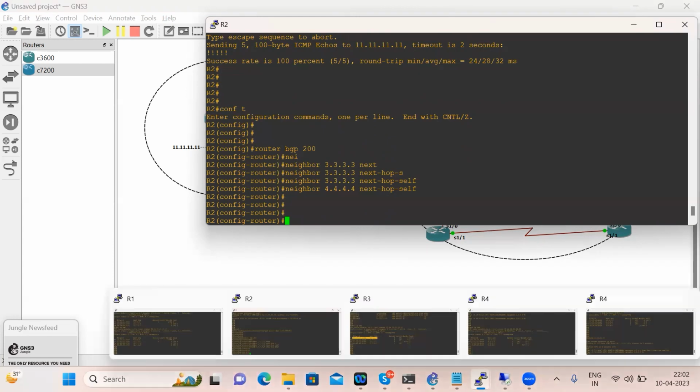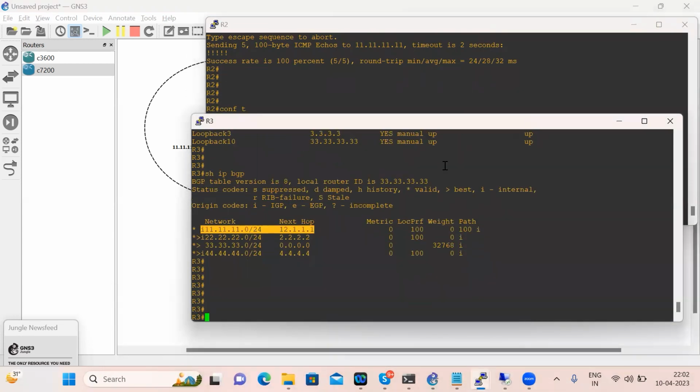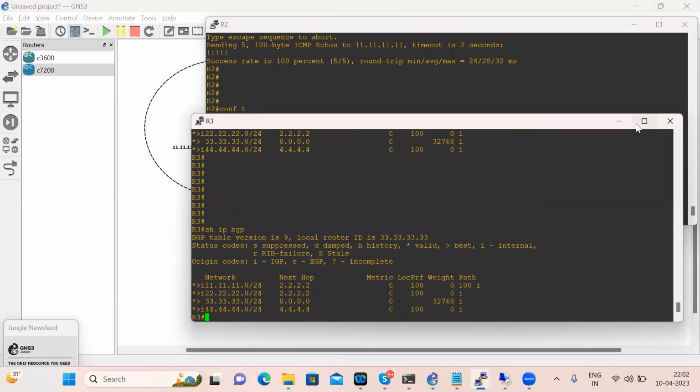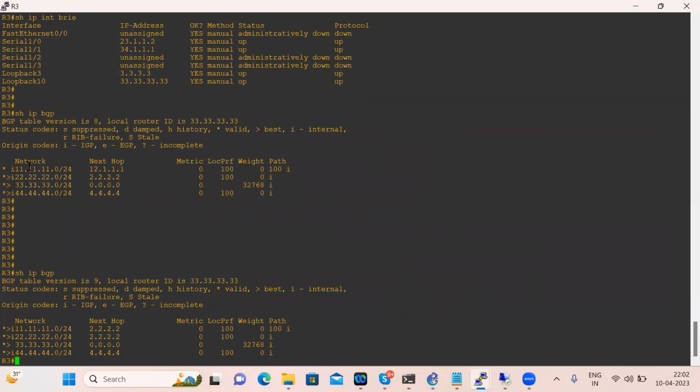Okay, now come on router 3 and router 4 and check. Now can you see the difference? Before, the 11.0 subnet had the next hop IP address of 12.1.1.1. Now this table is changed. With the 11.0 subnet, they added router 2 as the next hop IP address. Now we will be able to reach the 11.0 subnet. Why? Because for me, the next hop router is router 2, then I will reach router 1. Is it or not? Now test.